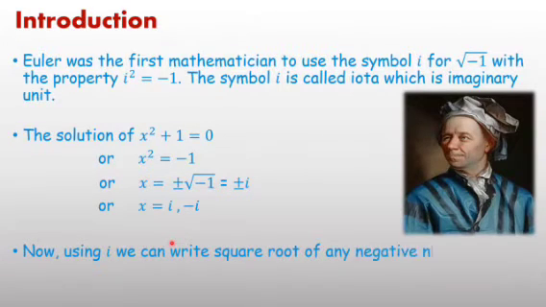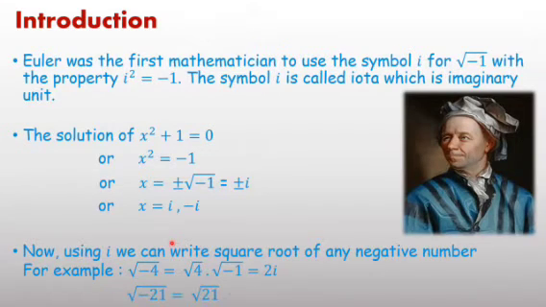Now with the help of i, we can write the square root of any negative number. For example, under root minus 4. Under root minus 4 we can write as root 4 into root minus 1. And root minus 1 means i. The square root of 4 is 2, so that is equal to 2i. Under root minus 21 we write as root 21 into under root minus 1 equal to root 21 i. In this pattern, Euler first used the concept of i and introduced complex numbers.